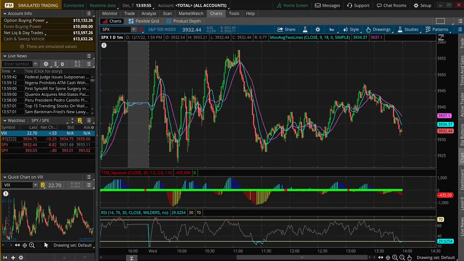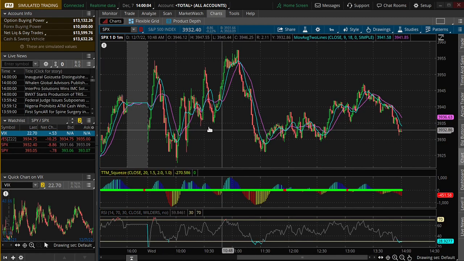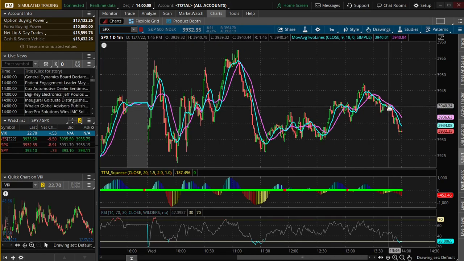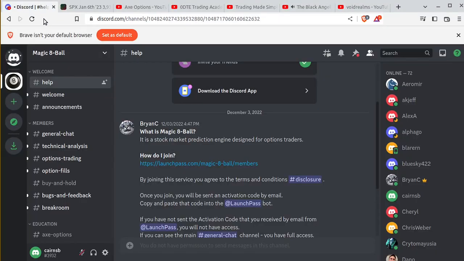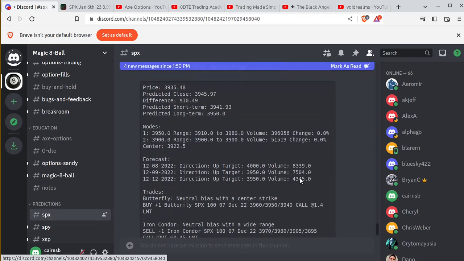All right, so when do we want to use this? Well, honestly, anytime. This is beautiful, and this is why people use this so much, because it doesn't matter what the market's doing. You can make money off this thing. Even if the market goes perfectly sideways, you can still make money using this. So let's go ahead and let's take a look at one. We're going to go into Magic 8-Ball. We're going to go down to SPX, go down to our newest prediction.